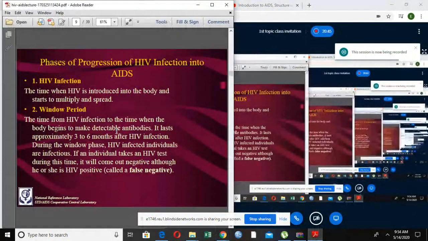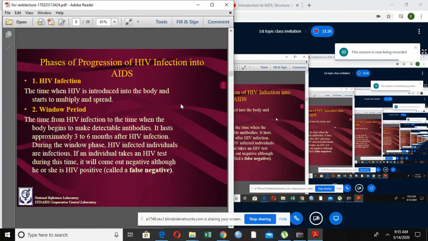Then let's see the phases of progression of HIV into AIDS. Remember I said HIV is a virus that will lead to AIDS. Let's see how this progresses. The first phase or the first step is the time when the HIV is introduced into the body and starts to multiply and spread. So how does this happen? HIV can be introduced into the body in many ways, as you know. We have through sex, through blood transfusion, through parenteral ways like during birth, during breastfeeding, during accident.